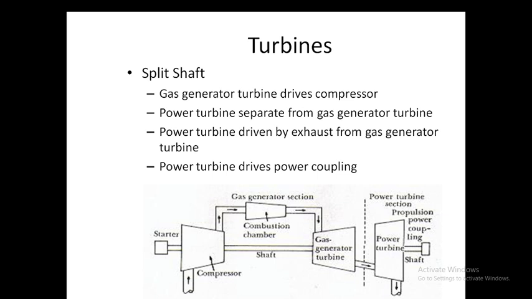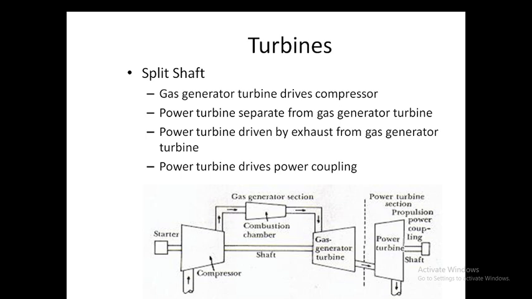Here are the types of this turbine. First one is the split shaft. The gas generator turbine drives the compressor. The power turbine is separated from this gas generator turbine. The power turbine is driven by the exhaust from the gas generator turbine. The power turbine drives the power coupling here.